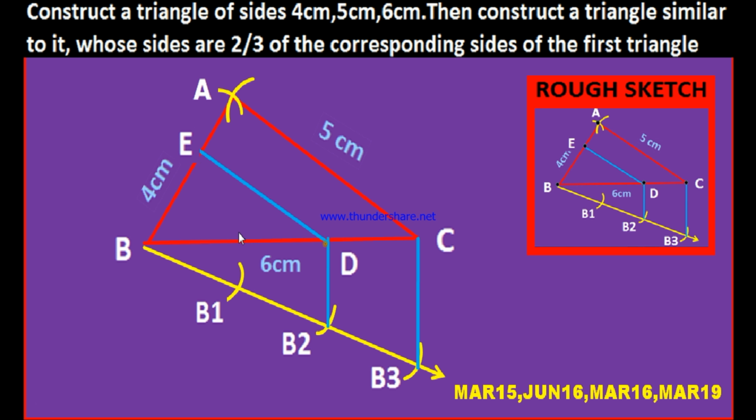Now we got the triangle BDE. This triangle BDE is the constructed triangle and the triangle ABC is the given triangle. Now if you observe, the sides of the triangle BDE are in the ratio of 2/3 of the given triangle ABC. This is the construction.